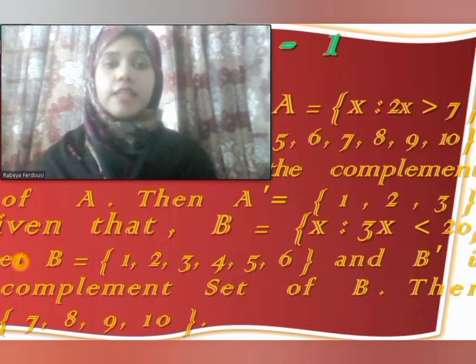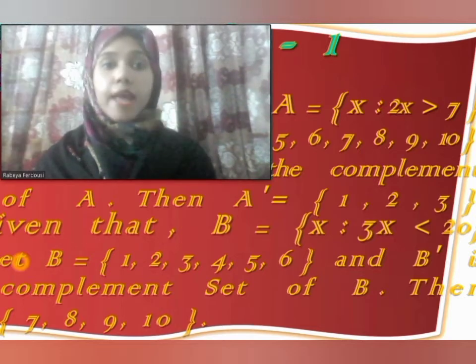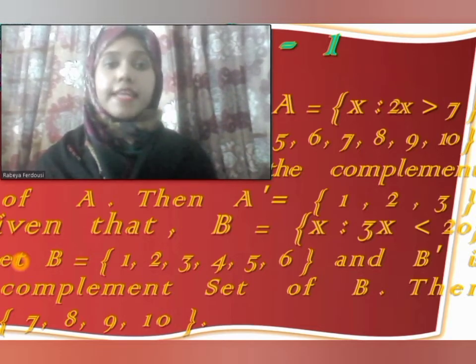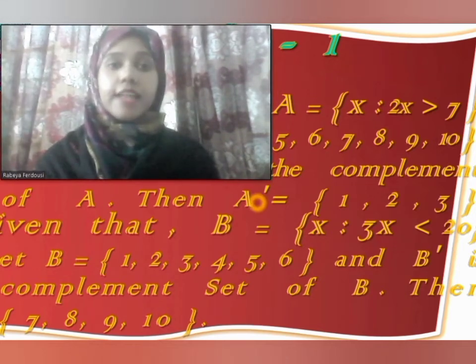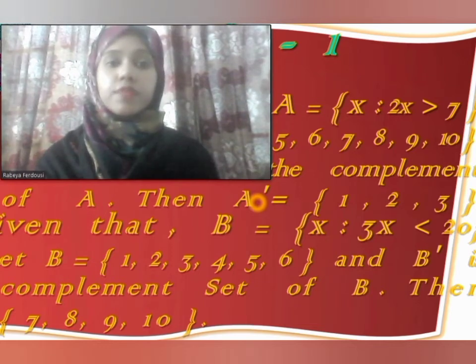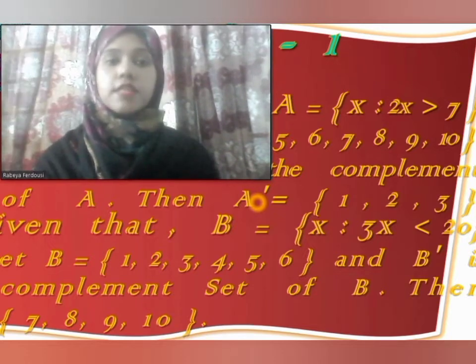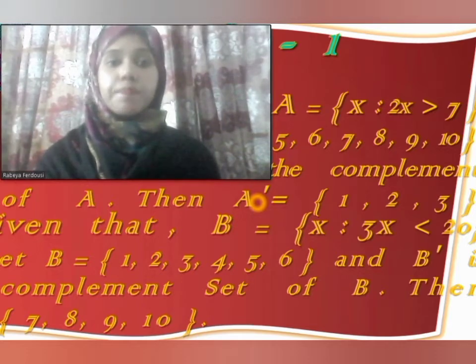After that, the elements of set B prime. B prime is the complement set of set B. So we can say the elements that don't exist in set B but are present in universal set U, actually these elements comprise set B prime. So B prime is equal to 7, 8, 9, 10 because 7, 8, 9, 10 don't exist in set B.